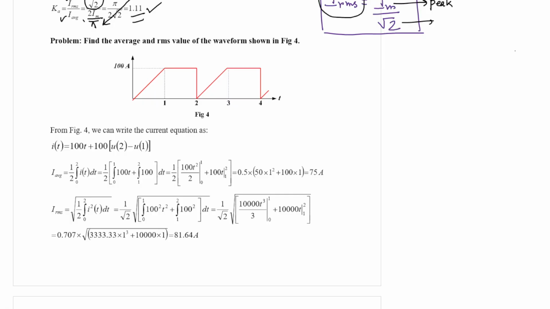Welcome friends. We are discussing now AC fundamentals. Now let us solve some numerical problems on the topics we have discussed till now on AC fundamentals. Let us go. So consider figure 4.